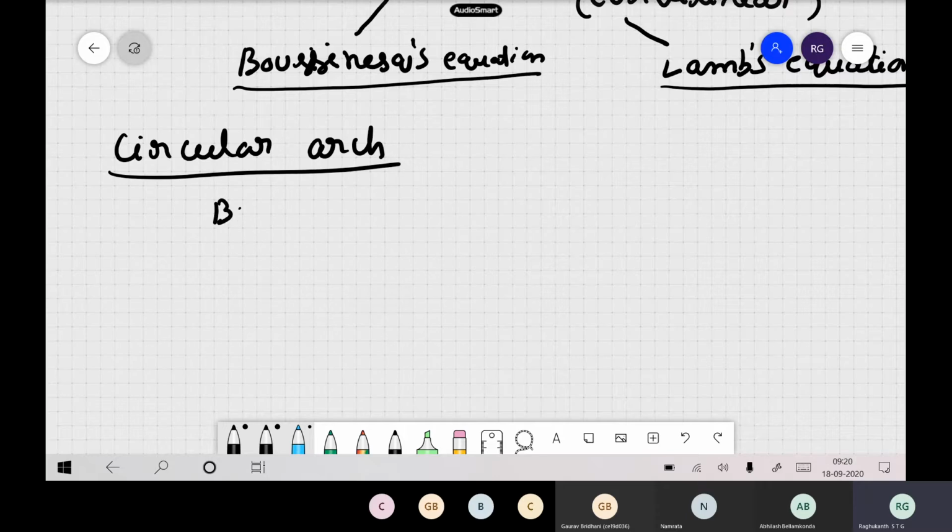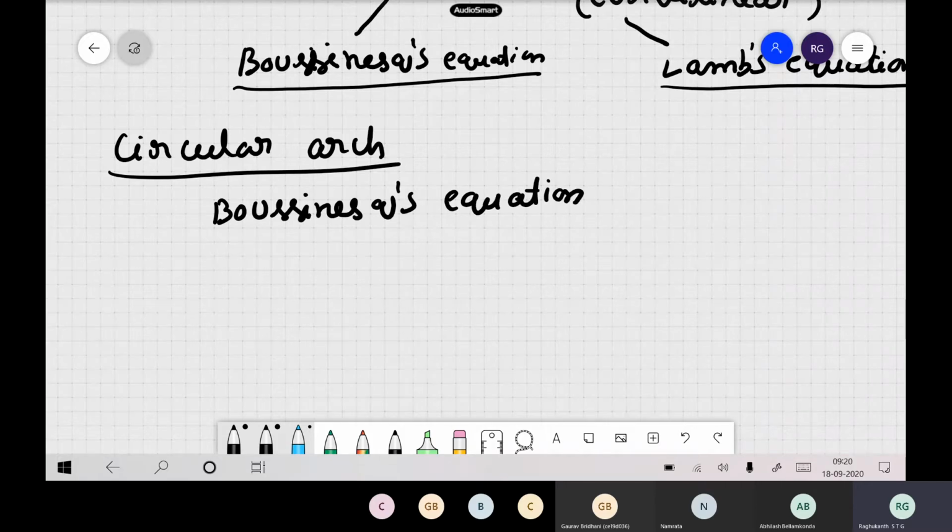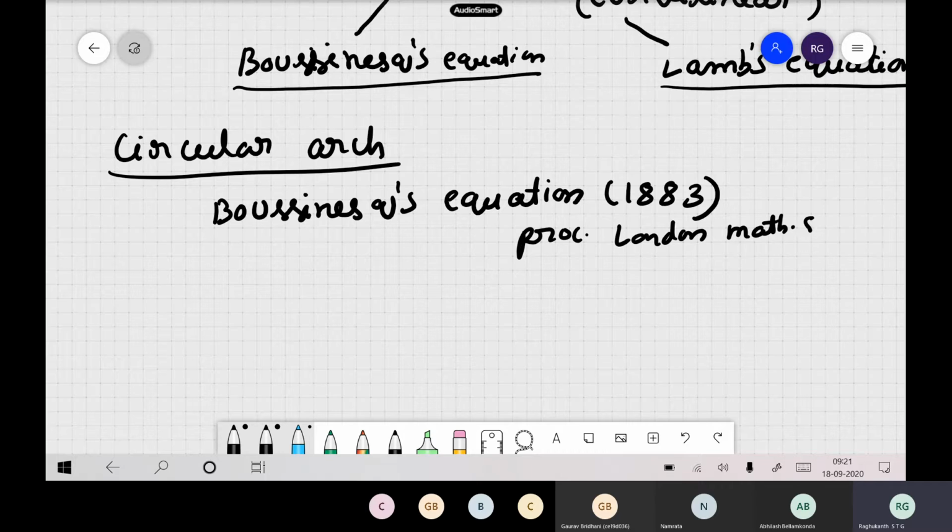So the Bosnick's equation. The first derivation for a circular arch was given by Bosnick. I think he published his paper, and all these papers are available online nowadays because of the internet. Now I think it's a good thing. He published in 1883. This was the first paper, published in the Proceedings of the London Mathematical Society. You can download it. The only thing is the paper will be in some pink color or something, because they are very old documents.